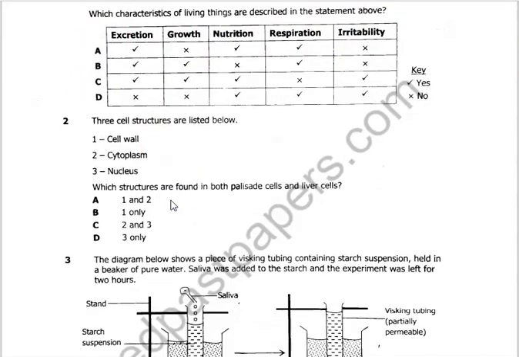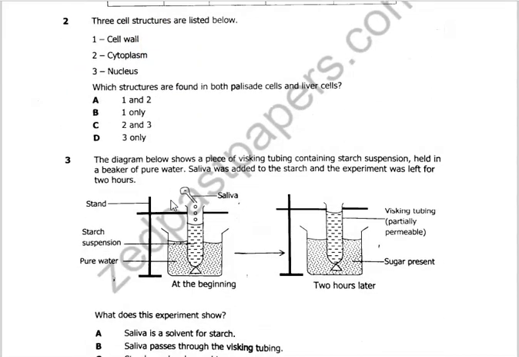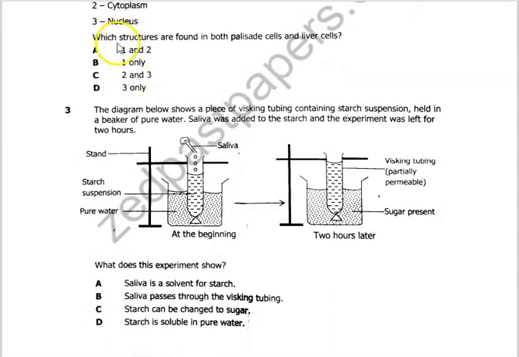Let us move on to the next one. Three cell structures are listed below. Number 1, we have the cell wall. Number 2, the cytoplasm. Number 3, the nucleus. Now the question is, which structures are found in both a palisade cell and a liver cell? Before you can answer this one, you have to understand that a palisade cell is a plant cell, and a liver cell is an animal cell.